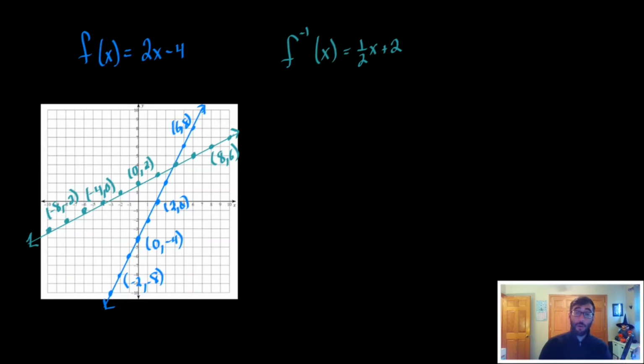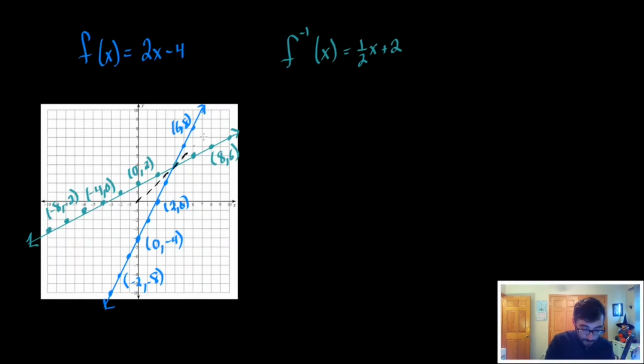If you're ever given a graph and you're told to graph the inverse, all you necessarily need to do is flip the x and the y coordinates, because what is happening here is that the graphs of inverse functions are actually the reflection across the line y equals x.